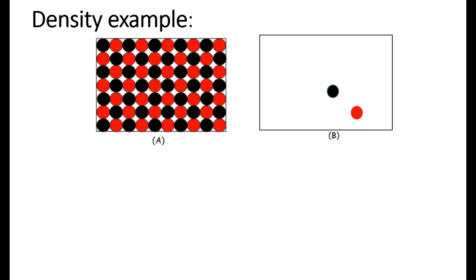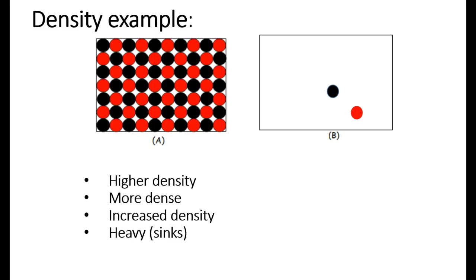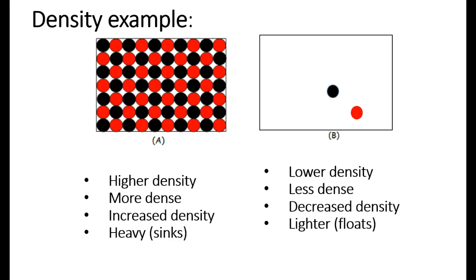So synonyms that you'd need to know would be, for box A, the box has a higher density. It is more dense, we can say, or it has an increased density. It's heavy. It would sink. So those synonyms all apply to box A. For box B, we would say that that box has a lower density or it's less dense. It's got a decreased density, it's lighter, and box B would float. Those are all synonyms that can be used when talking about density.